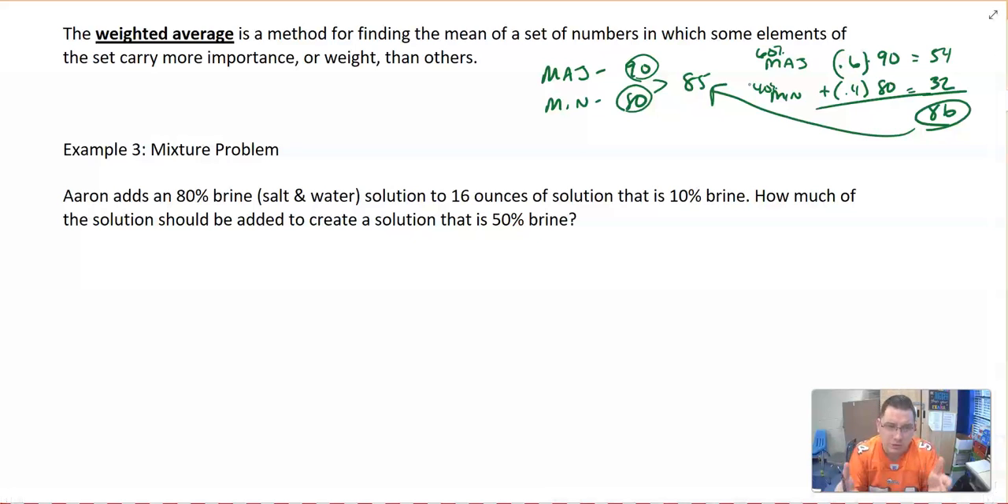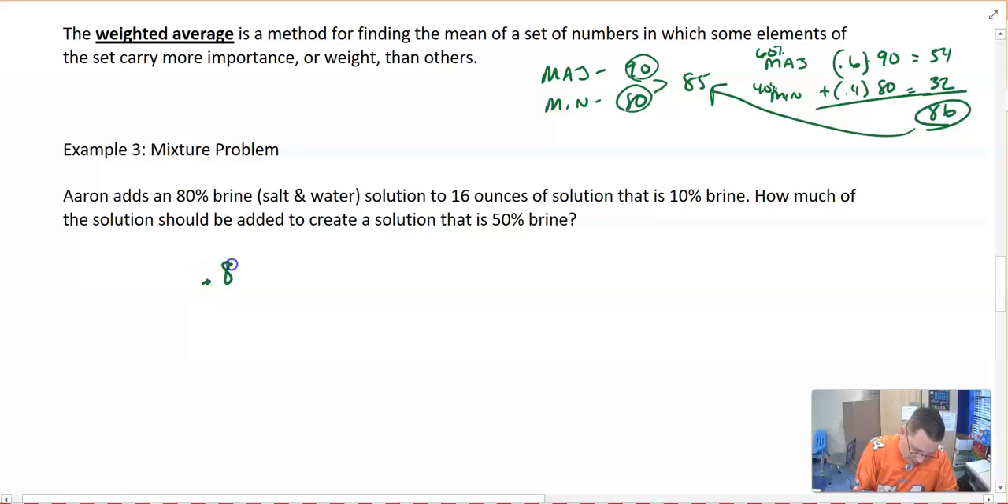So let's see how that works in this mixture problem. So Aaron adds an 80% brine solution to 16 ounces of 10% brine. And remember, brine is just salt water, and the brine percentage is how salty it is. How much of the solution should be added to create a solution that is 50% brine? And so there's a couple different methods you could do this, but I'm going to show you the easiest one for this problem. And it's actually not even a rational equation for this, but let's talk about how it works.